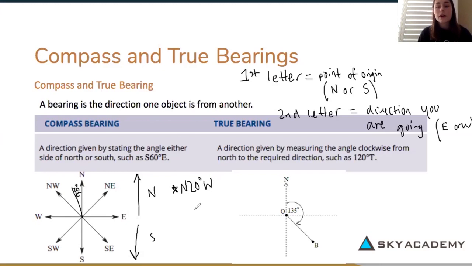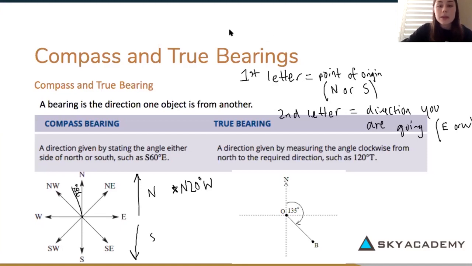So my first letter, point of origin, either north or south. In this case, it was north. The value in the middle is how far you were traveling. And your last letter is the direction you're going. So this compass bearing is 20 degrees west from the point of origin north.